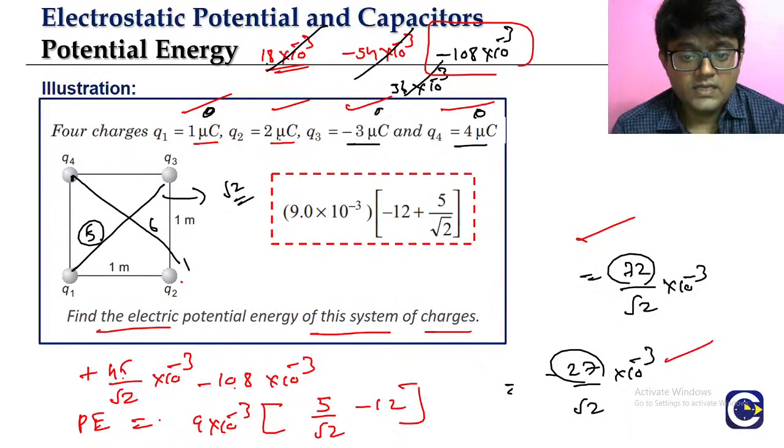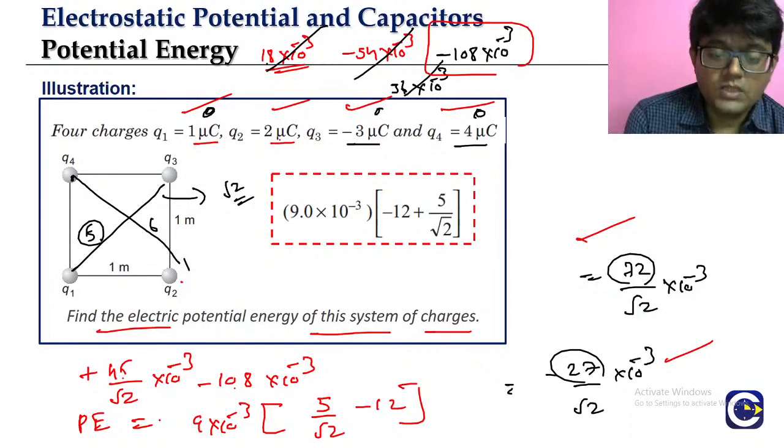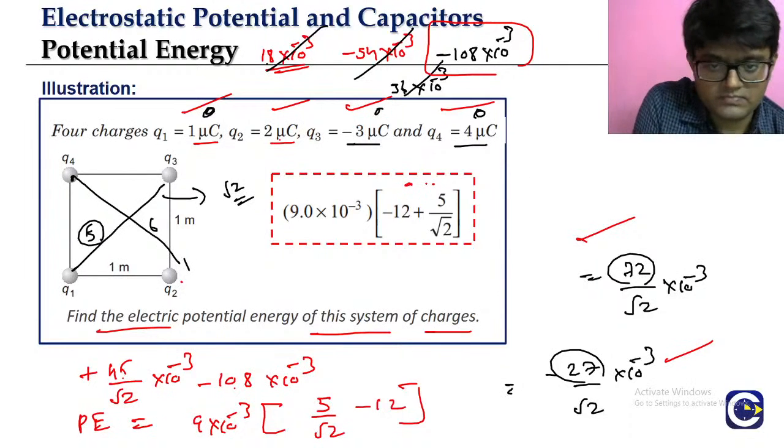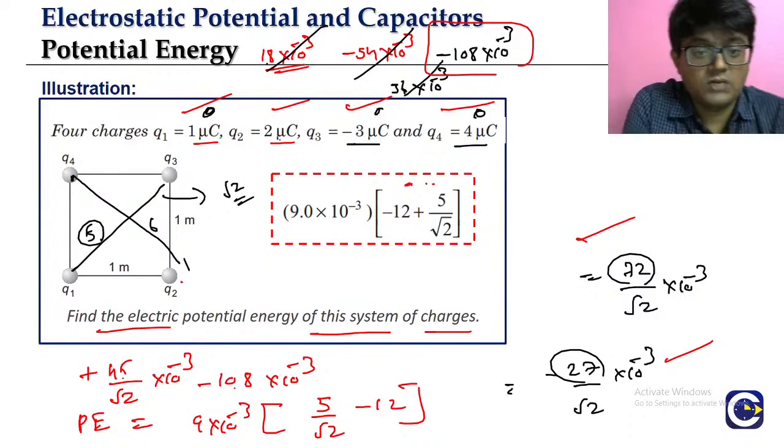அதுக்கு bracketல என்ன? 5 by root 2 minus 12. We can also write it like what? Minus 12 plus 5 by root 2. So that is the total potential energy of that system of charges.